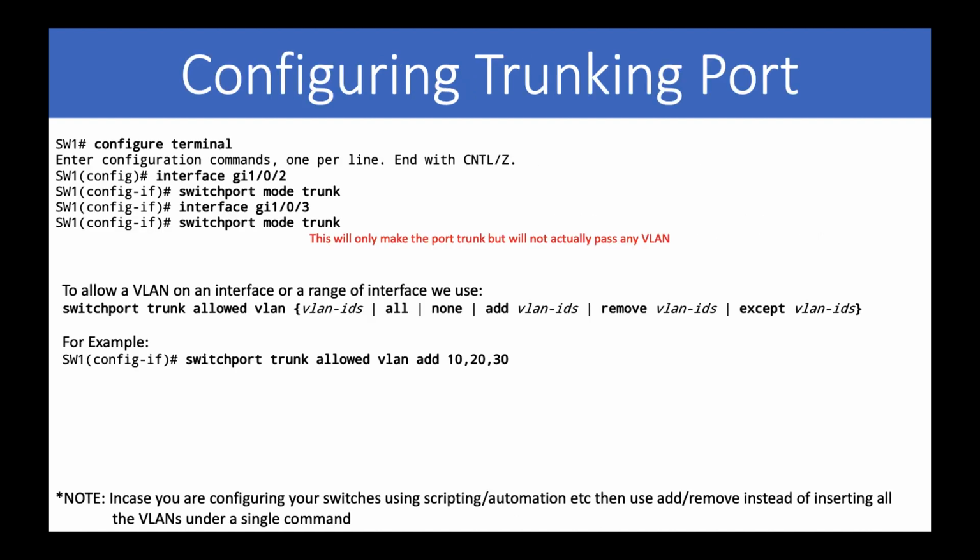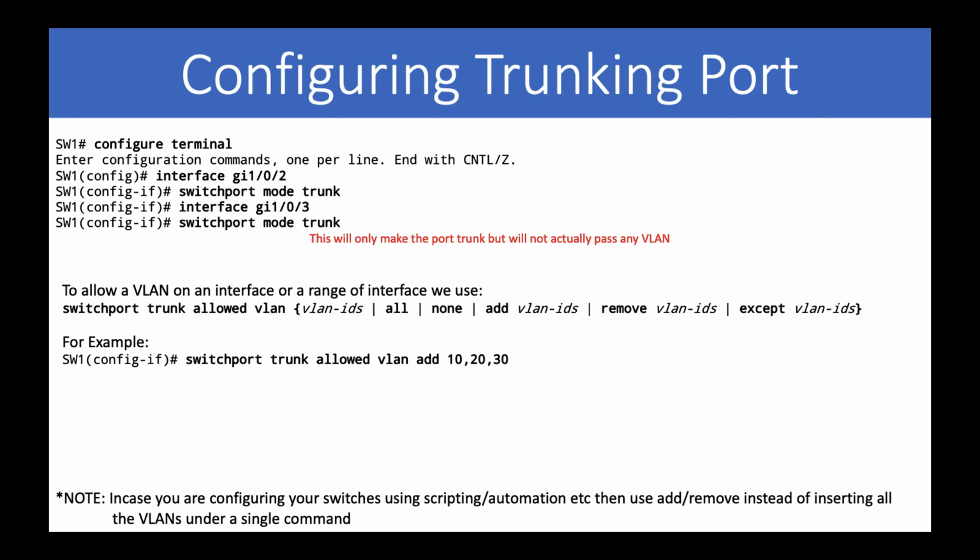To configure a port as a trunk port, we need to get into the configure mode, add the VLAN to the database, and then in the interface command, we need to define that port as the trunk port. We use the command switchport mode trunk to tell the switch that this port will act as the trunk port. Note that using the command switchport mode trunk will only make the port a trunk but will not actually pass any VLANs until and unless we tell the switch which VLANs it has to pass. To configure this, we use the command switchport trunk allowed vlan.